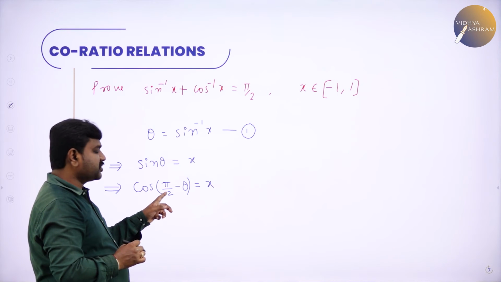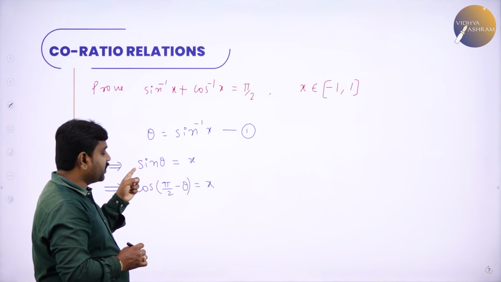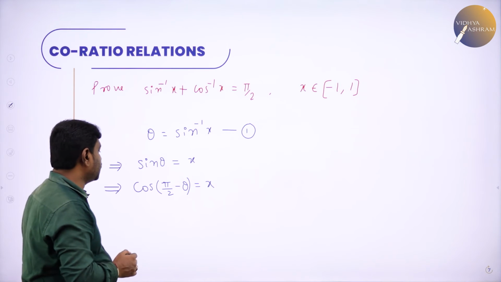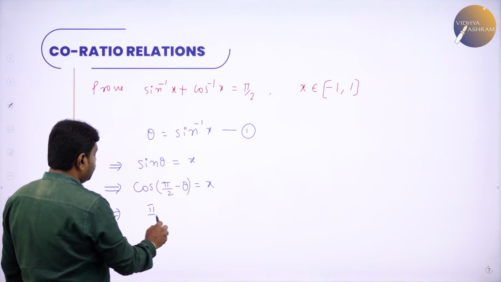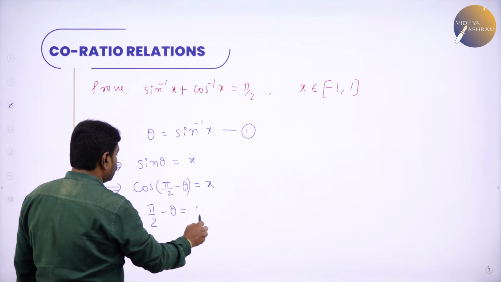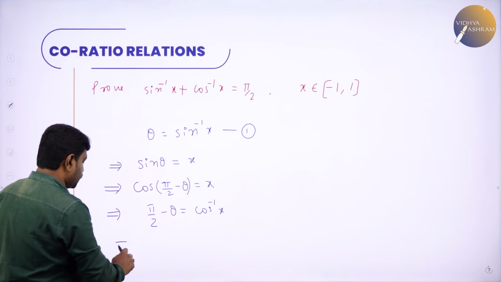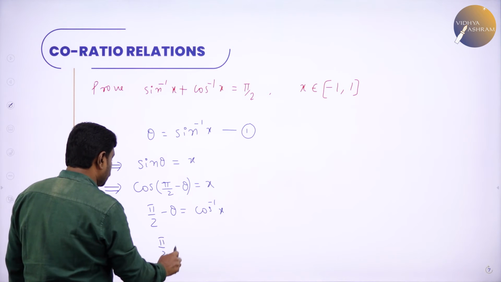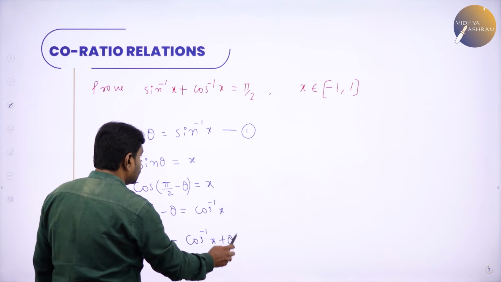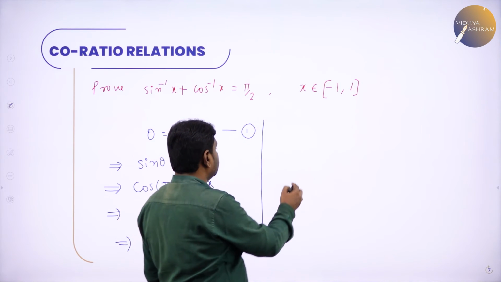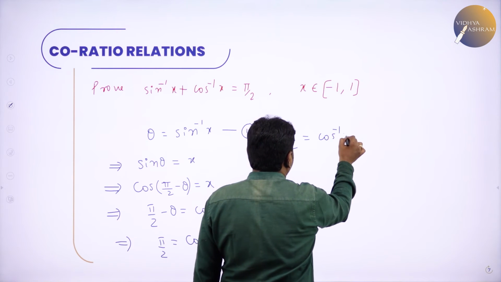Cos of pi by 2 means 90. Cos of 90 minus theta is what? Cos changes to sin. It will become sin theta. So instead of sin theta, can I write cos of 90 minus theta? Further transfer cos to that side. So we'll have pi by 2 minus theta is equal to cos inverse x. Transfer minus theta to the other side. So you'll have pi by 2 is equal to cos inverse x plus theta.